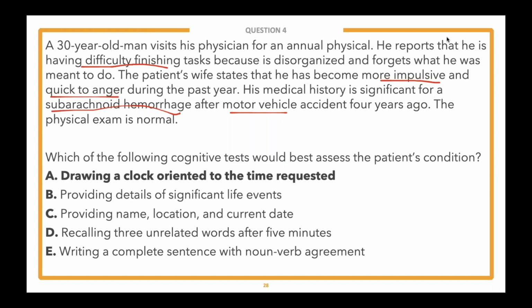So in summary, executive function is the ability to organize and perform tasks, and that can be tested by the clock drawing test, which is an element of MoCA. And what you do is you ask the patient to draw a clock oriented to the time requested.